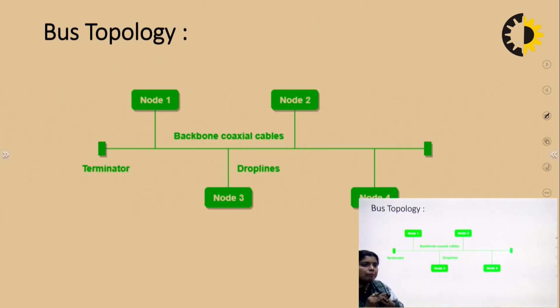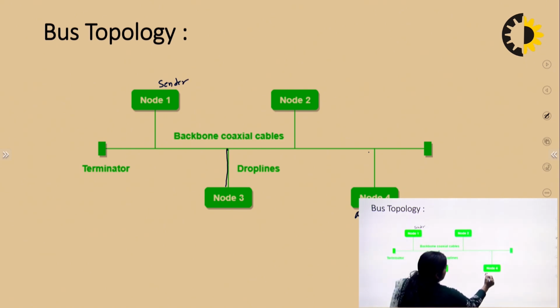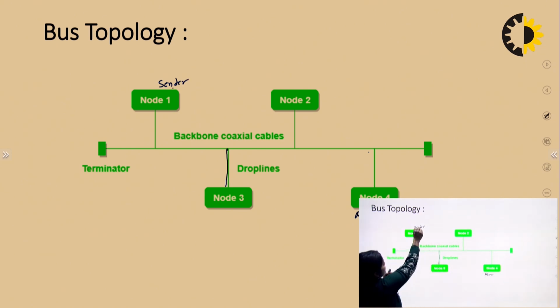In the bus topology, there is a backbone cable. That is also a link, but this is called a backbone, and these are called drop lines. Node 1, 2, 3 are connected. Suppose node 1 is the sender and this is the receiver. The sender will create a packet. This packet will go here, and also go to node 3.